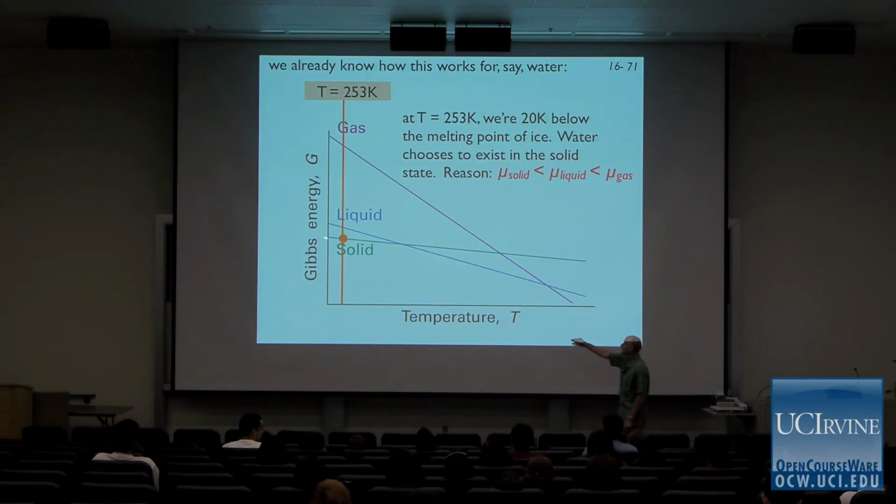Now, in principle, the system can choose three different Gibbs energies at any temperature that you choose on this axis, except where there's a phase transition. The system can choose any one of three energies. It always chooses the lowest of these three energies. It minimizes the chemical potential.